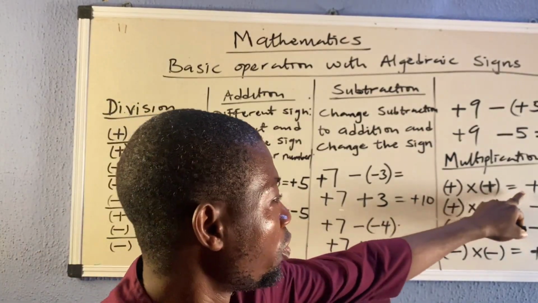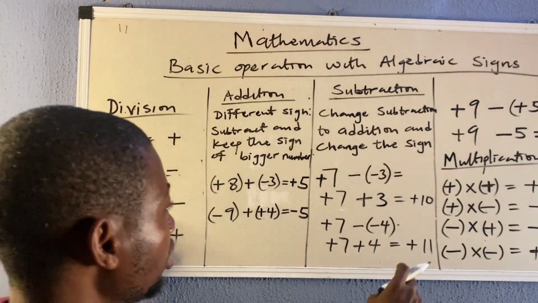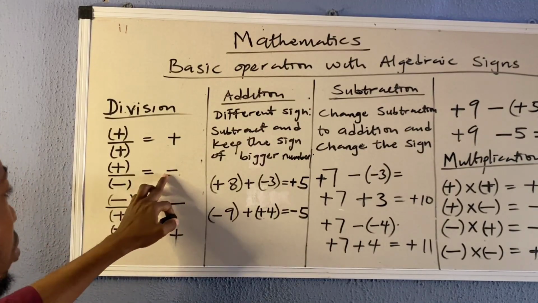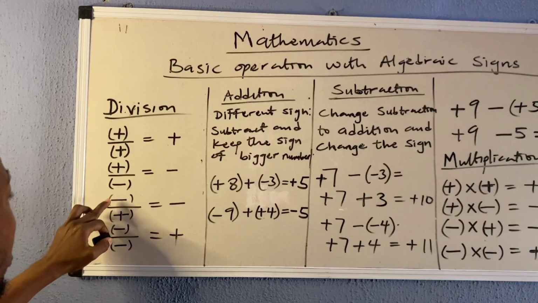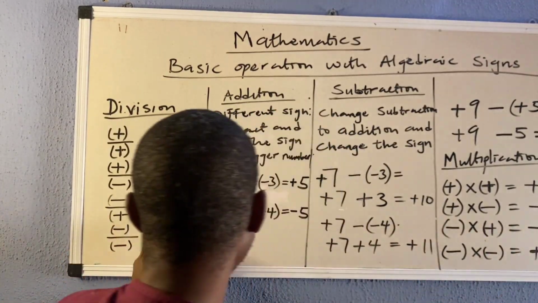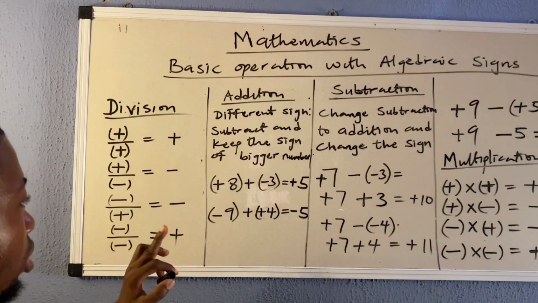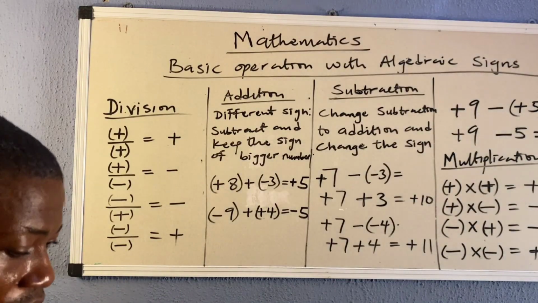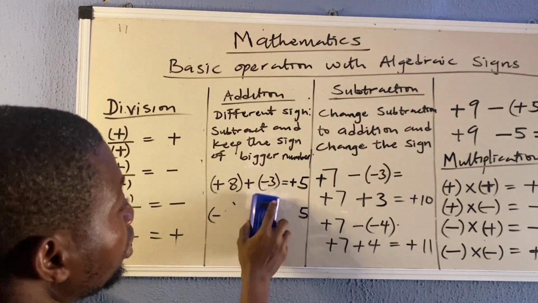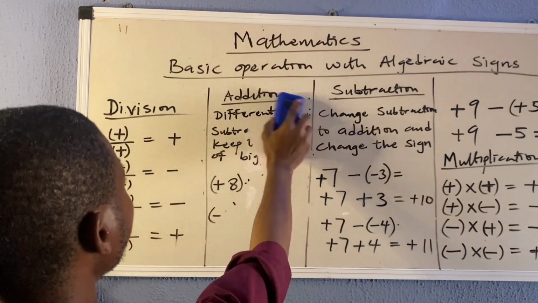You can see that the rules are not different. Plus times plus give us plus. Then plus divided by plus give us plus. Plus times minus give us minus. Plus divided by minus give us minus. Then minus divided by plus, the same thing as minus times plus, which is minus. Then minus divided by minus give us plus. Now let's look at some examples on this addition and multiplication and division.